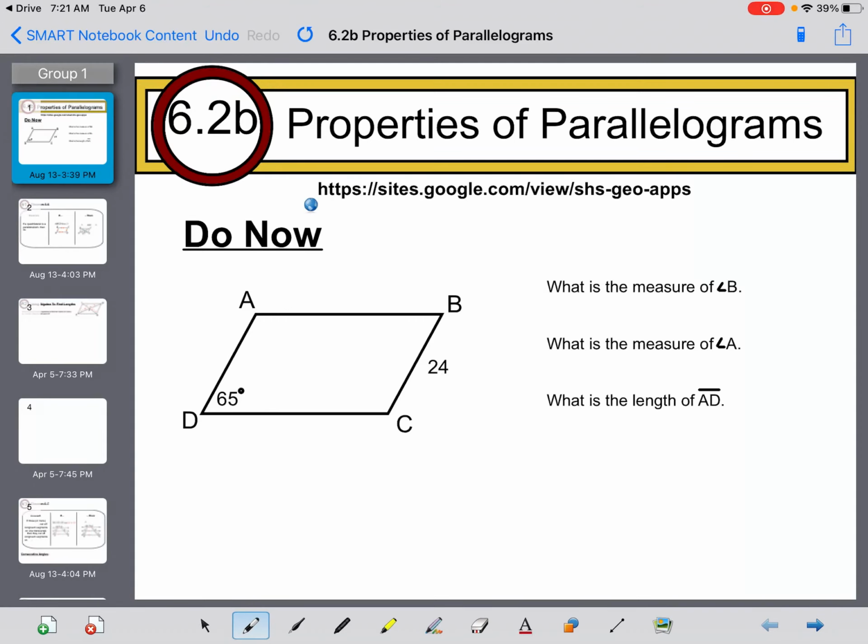All right, everyone, this is 6.2b, properties of parallelograms continued. Okay, your do now is information from yesterday. What is the measure of angle B? What's the measure of angle A? And what is the length of side AD?